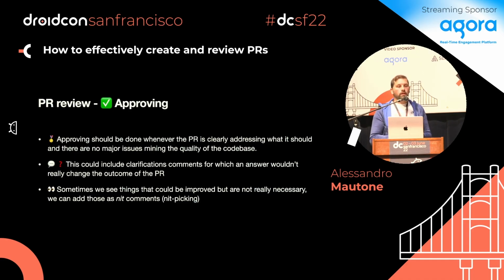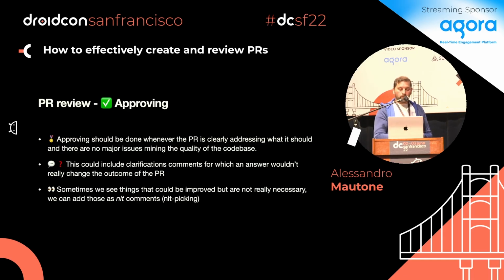So for example, there is some filtering in a list that is done in a way that we never saw before, but the filtering is done properly and we have tests covering that. Then we can take the opportunity to ask, hey, what is going on here? Like, I want to know more, but it's not affecting the outcome of the PR. So we are not gonna block the PR for that.